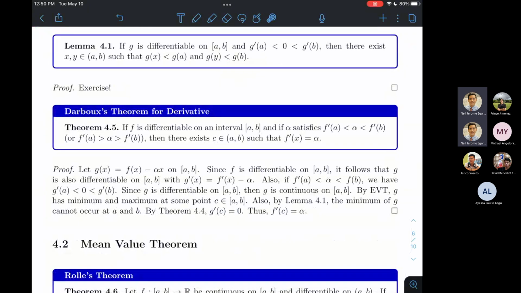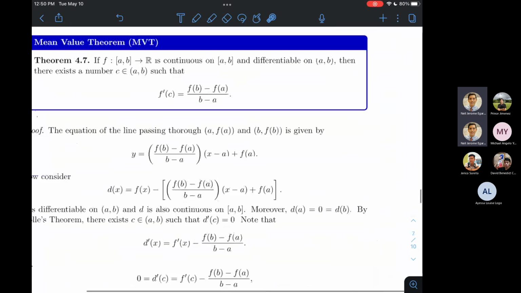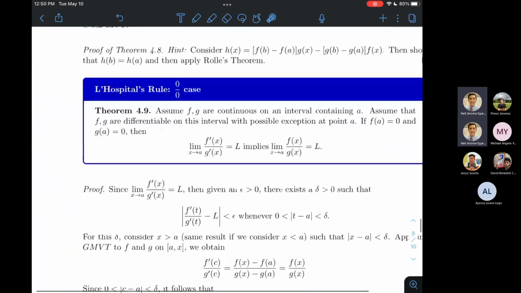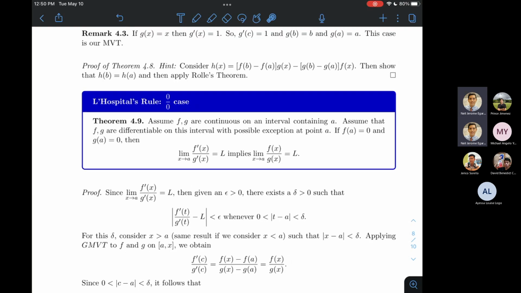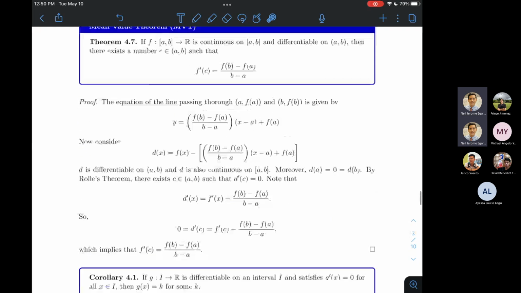Then I think we can stop here, saktong-sakto 12:50, and then hopefully next time we can finish the lecture notes for Unit 4, and more importantly, hopefully, maayos na tayo at makafocus na tayo sa Thursday. Ano? Okay, any questions or clarifications?